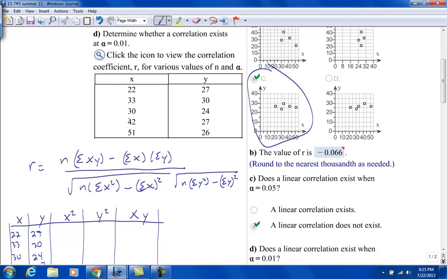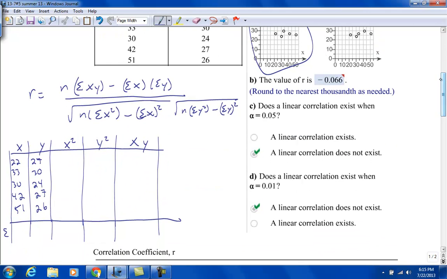So this is the data. This is the calculation for r. So I copied this into a little table down here, so I can calculate each of these. So our x squared is 22 squared, and that's 484. Then we have 33 squared, that's 1089. Then we have 30 squared, we all know that's 900. And then 42 squared, that's 1764. And then 51 squared is 2601.